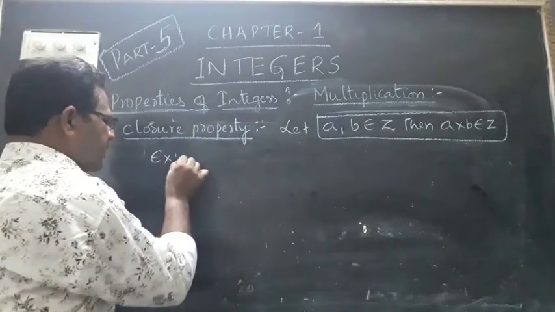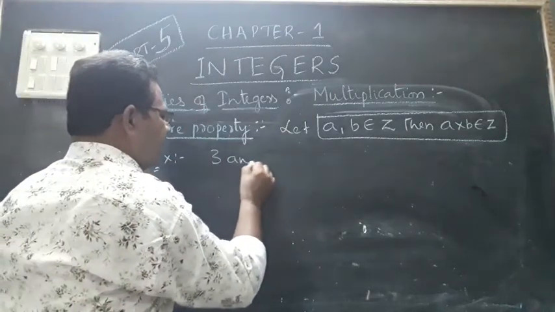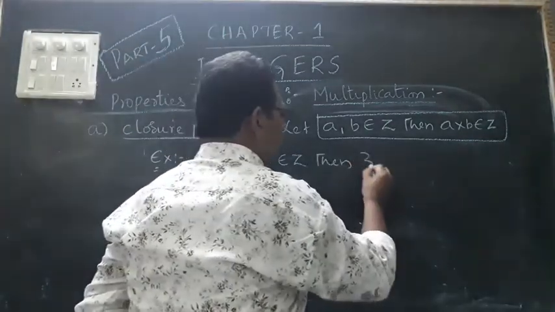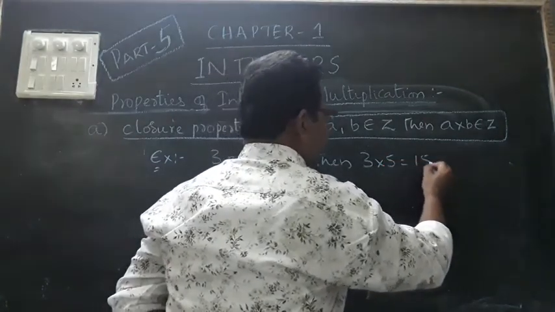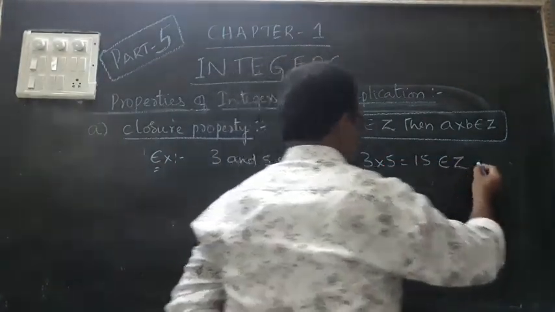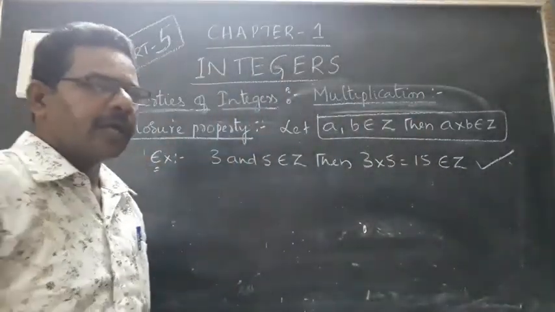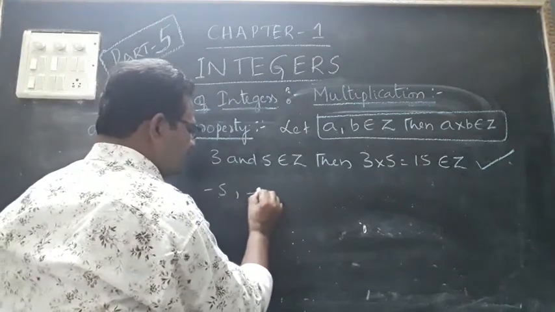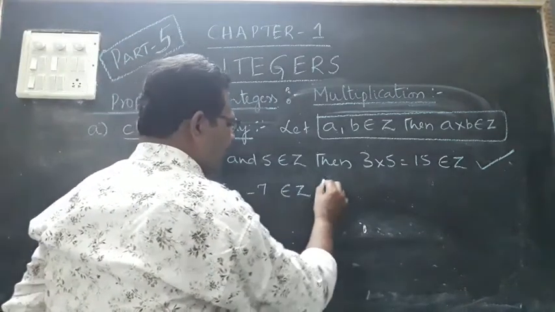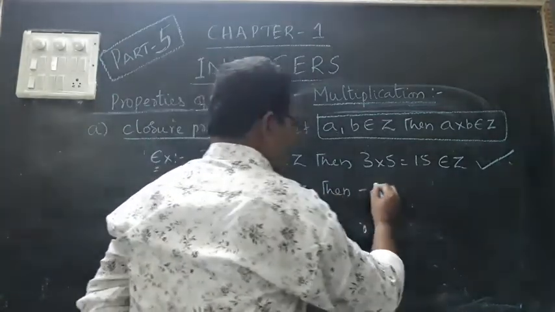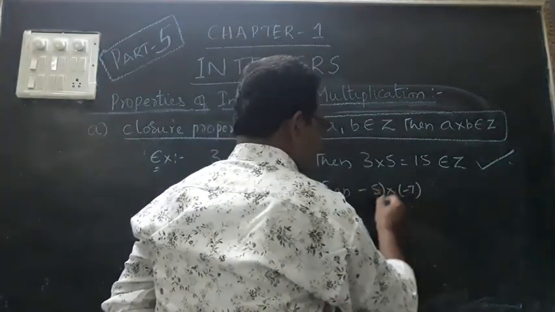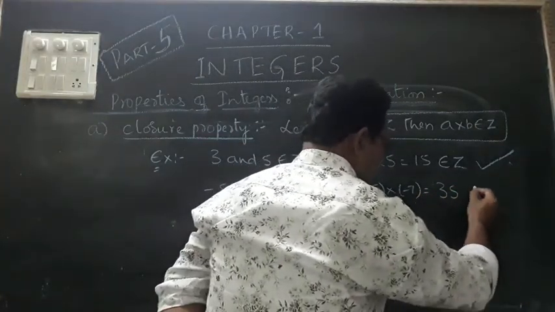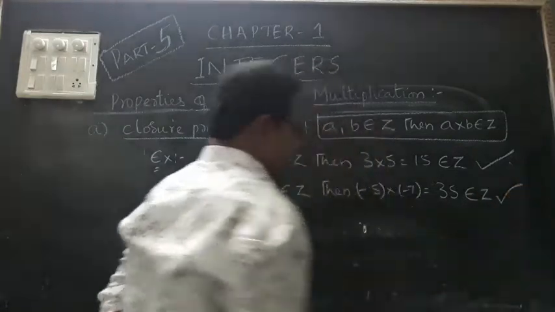For this we can take an example. 3 and 5 belong to the set of integers, then 3 into 5, 3 5s are 15, which is also an integer. So closure property is following under multiplication. Another example, minus 5 comma minus 7 belongs to the set of integers, then minus 5 into minus 7 is equal to minus into minus plus, 7 into 5 is equal to 35. That also belongs to the set of integers.